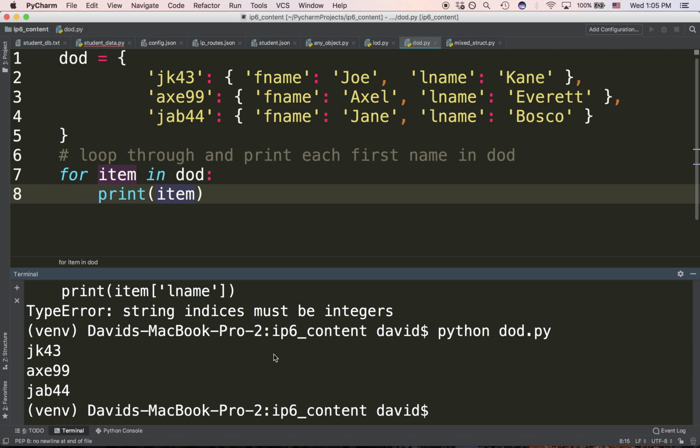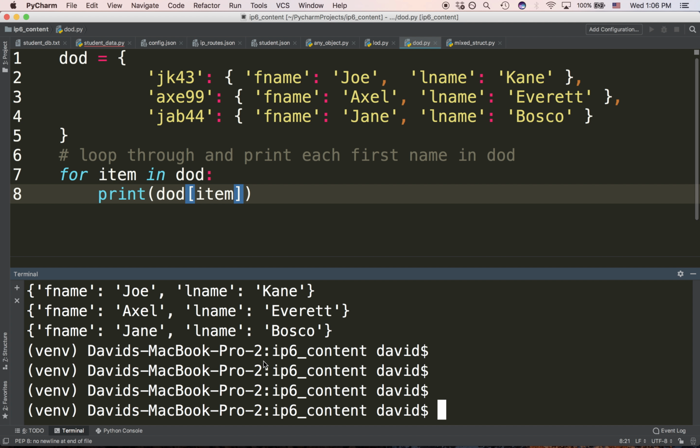This is the tricky part. This is the part that people get confused about, because their assumption is that if we're looping through an outer structure, each item in the outer structure must be the inner structure, but it isn't. It's the key that refers to the inner structure. So, here's how we get to the inner structure. We have to get DOD[item]. That's going to give us each inner structure. That's basically the address of each inner structure.